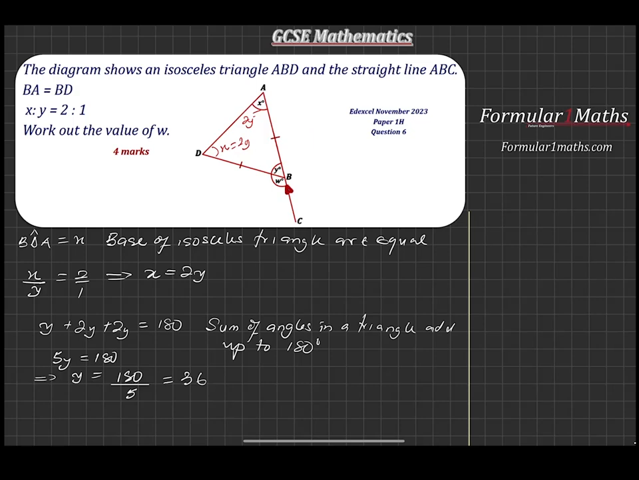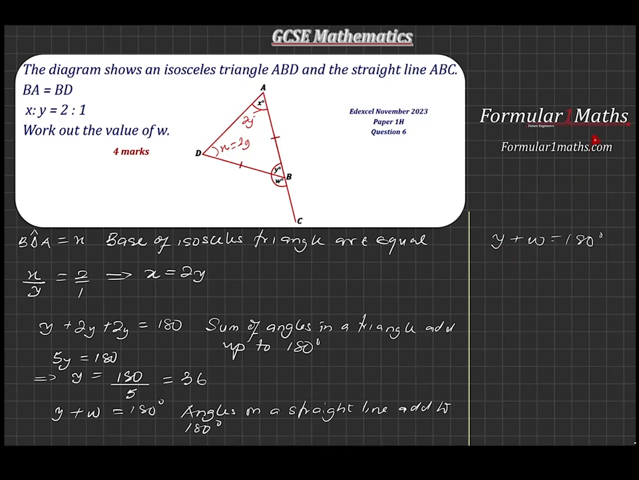We also know that angles on a straight line will add up to 180. So this angle plus that angle, which lie on a straight line, must add up to 180. And so that means y plus w equals 180 degrees. And the reason is angles on a straight line add up to 180 degrees. Now that we know this, we can just substitute the value of 36 that we got before. So if I write the whole equation down again, y plus w equals 180. But we know the value of y, which is 36. So that means 36 degrees plus w equals 180 degrees.